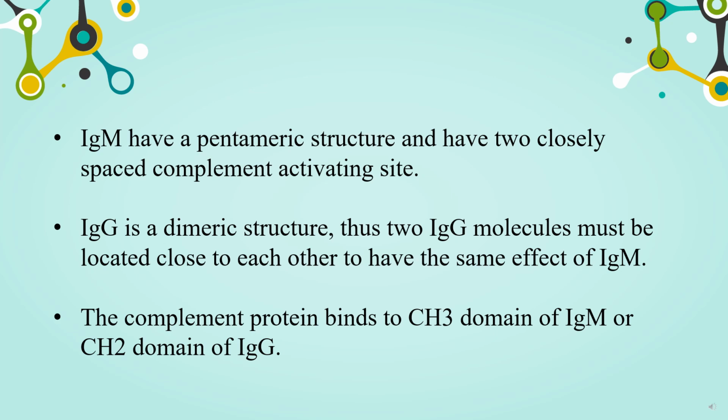IgM has a pentameric structure and has two closely spaced complement activating sites. IgG has a monomeric structure, thus two IgG molecules must be located close to each other to have the same effect as IgM. The complement protein binds to the CH3 domain of IgM or the CH2 domain of IgG.